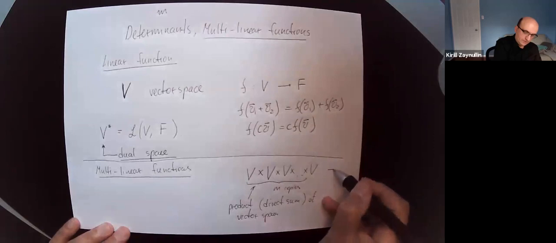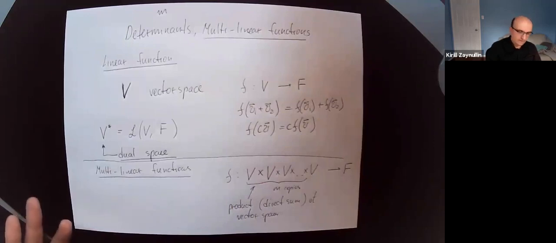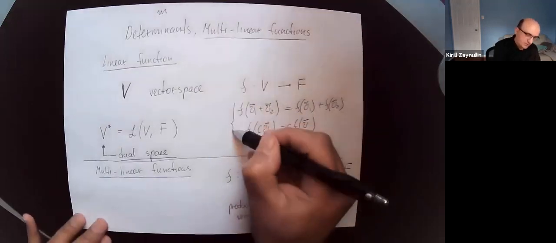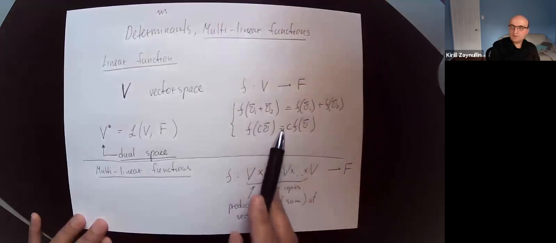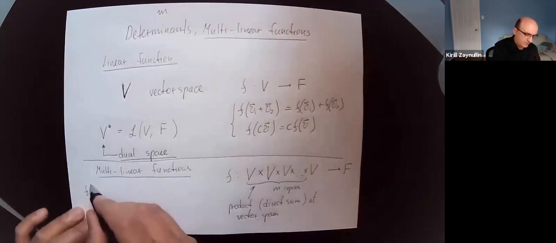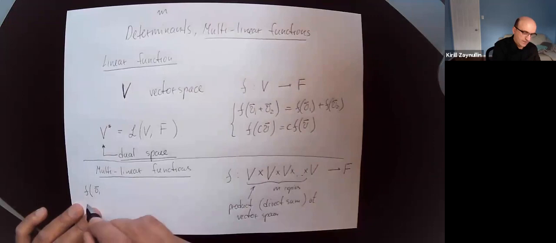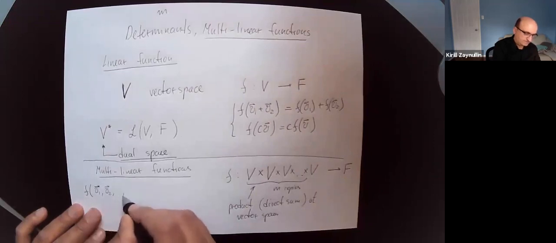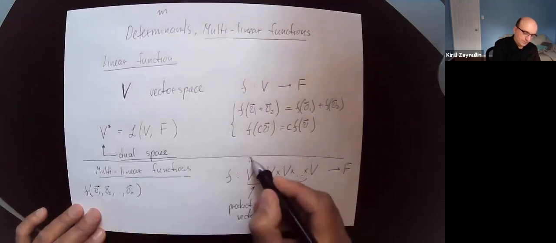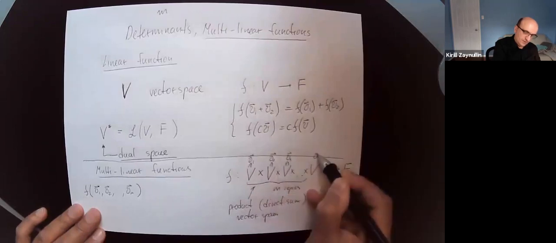And we would like to have a map F from several copies of V to F again. What we would like to require from this map F is that it's linear, it satisfies the same properties as here, for each copy of V. So for instance, a typical element of this product would be just an M-tuple of vectors, v1, v2, v3, and so on, vm, where v1 is in here, v2 is in there, and vm is in there.